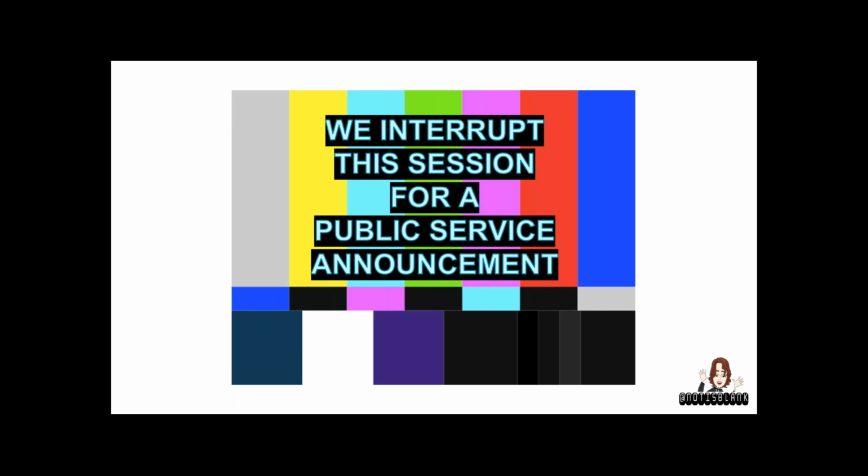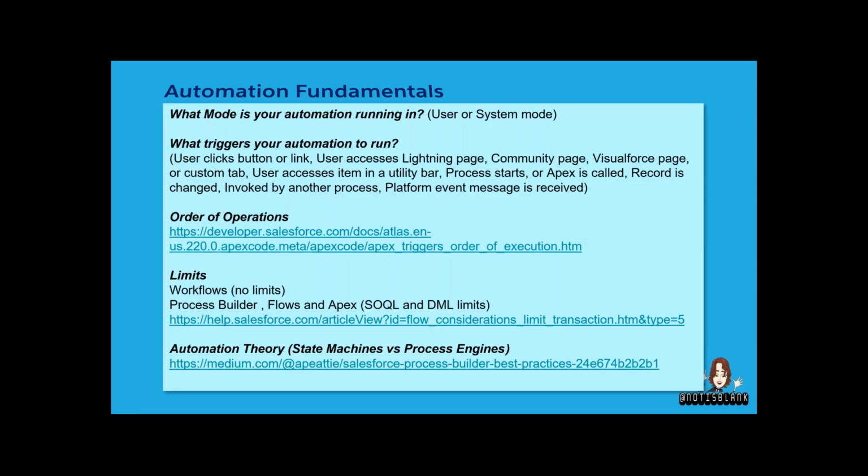Wait. We as admins, we can do things we never could do before. We do things that developers used to do. I mean, it's unheard of the amount of power we have now with the tools that Salesforce has given us. We can do things. But we need to step back. We need to step back and learn and think and see really how Salesforce is handling our automation. What is involved? What is interacting? And get back to the fundamentals. So the first thing is, what mode is our automation running in? Are we in system mode? Are we in user mode?